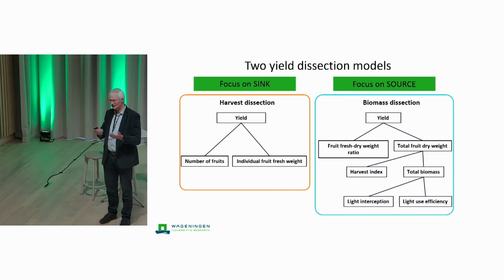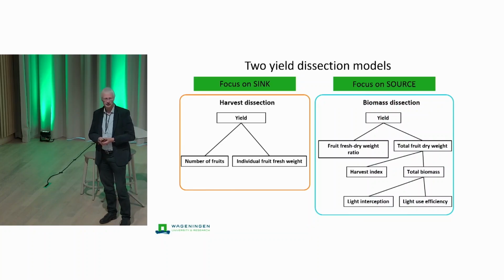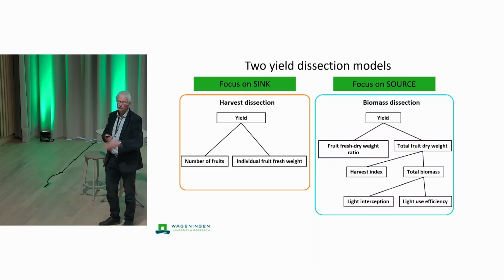Well, Fred showed yesterday also this slide. We used 2 yield component or yield dissection models. One where we focus on the sink, and they're very basic, just like what many grain people or wheat growing people do. We dissect the yield into the number of organs, so the number of fruits, and the individual fruit fresh weight.